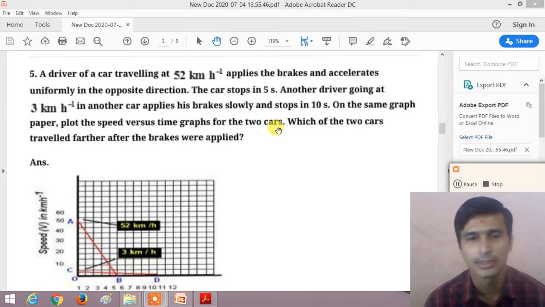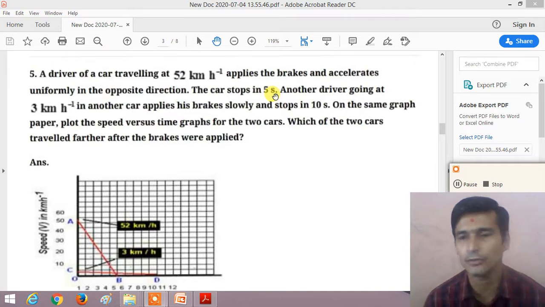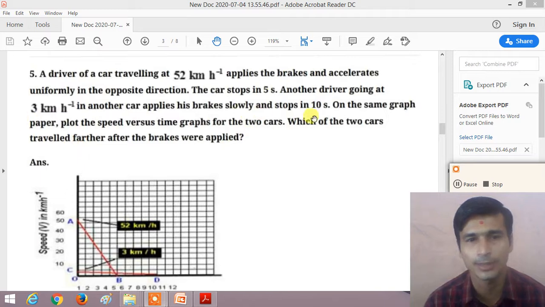First question is to draw the graph of speed versus time. Here the speed of both the cars is given to you. Speed of the first car is 52 km per hour, right? And the speed of the other car is 3 km per hour. After applying the brake, the speed of the car decreases and it stops in 5 seconds, right? That means the final speed of both the cars is 0.